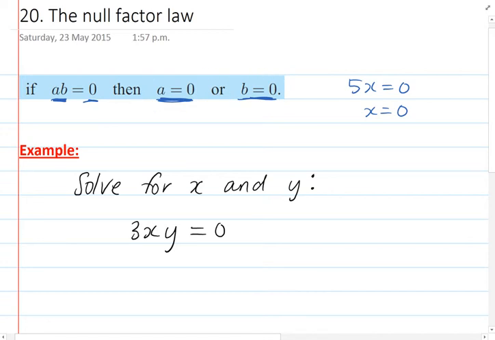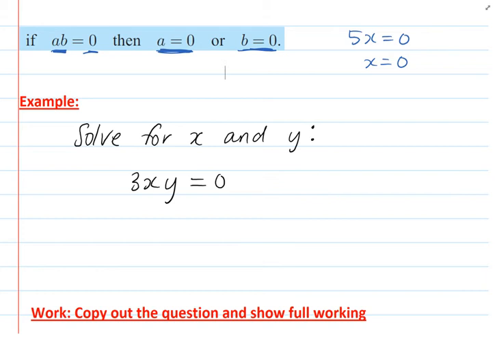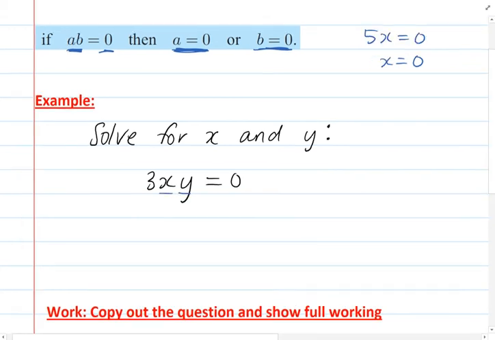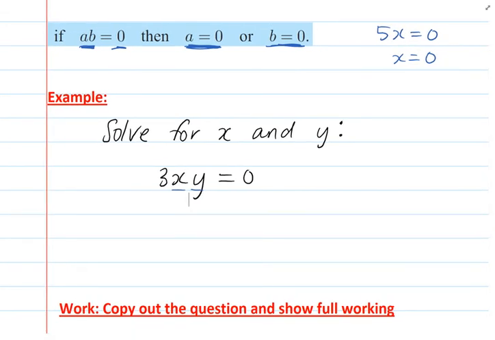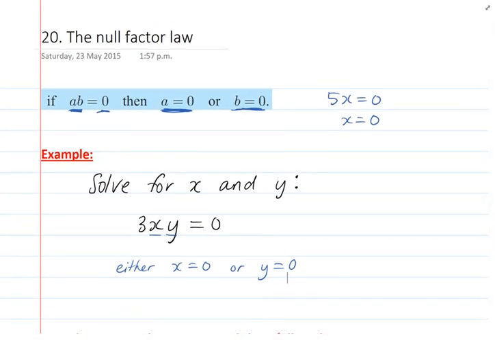So let's look at this first example here, and it says solve for x and y. And so because these two things are timesing to make 0, we don't know which is 0, but we know that one of them would have to be. So we just write either x equals 0 or y equals 0. And that's all we can say. We can't say any more than that. And that is the essence of the null factor law.